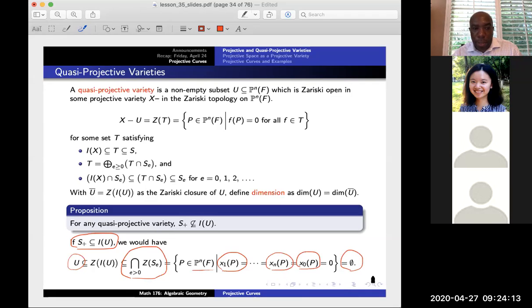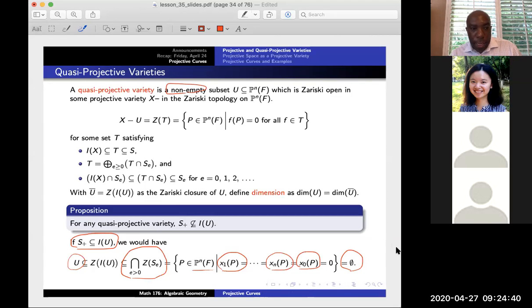So again, that's the whole idea of projective space, that we throw away the origin, so there is no point where all homogeneous polynomials vanish. So if the irrelevant ideal S plus were contained in this prime ideal, then U would have to be the empty set. But we said earlier, part of our definition is that a quasi-projective variety is non-empty.